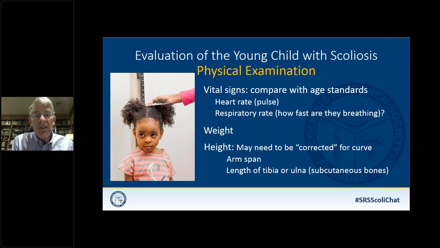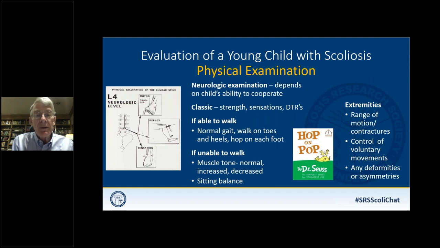Sometimes we do a neurologic exam, and that can be challenging depending on the child's ability to cooperate. Check for strength and sensation. I try to see how they walk, and if they're age appropriate, whether they are able to walk on their toes and heels and maybe hop. If they're unable to walk, what's their sitting balance? What's their muscle tone like? Check the range of motion of their extremities, see how well they control their movements, and see if they have any limb deformities that may give a tip-off as to other problems.